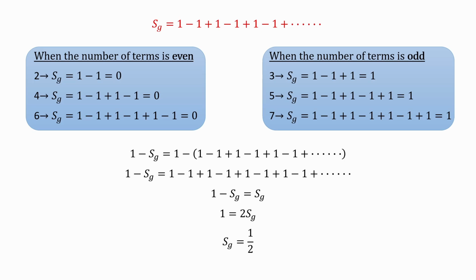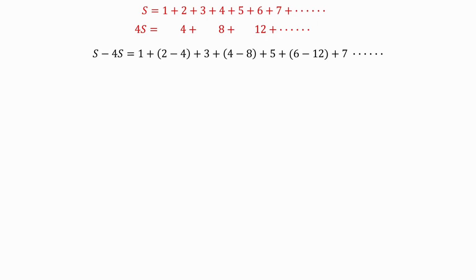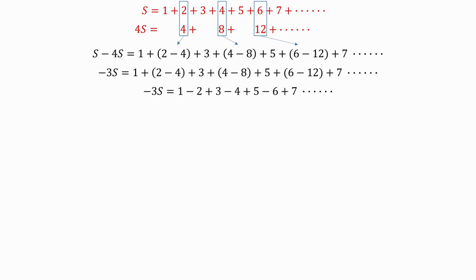Now, let's move to our main series, the sum of all positive integers from 1 to infinity. Let's call it S. We're going to do a small trick here. We multiply the entire series by 4. Then we subtract this new series from the original S. What we get is something interesting. The pattern turns into 1 minus 2 plus 3 minus 4 plus 5, and so on.